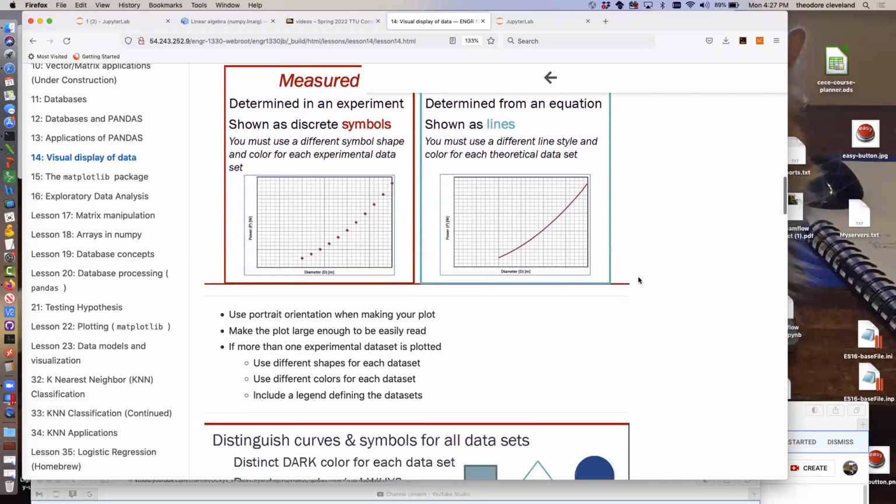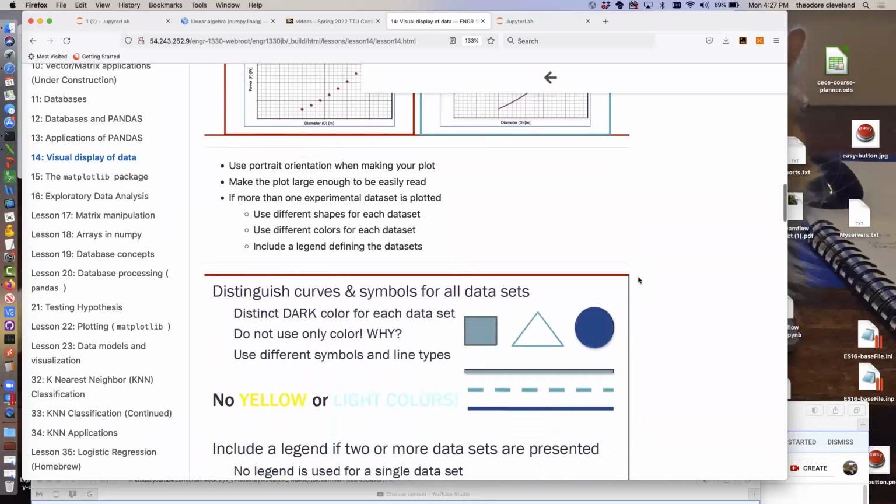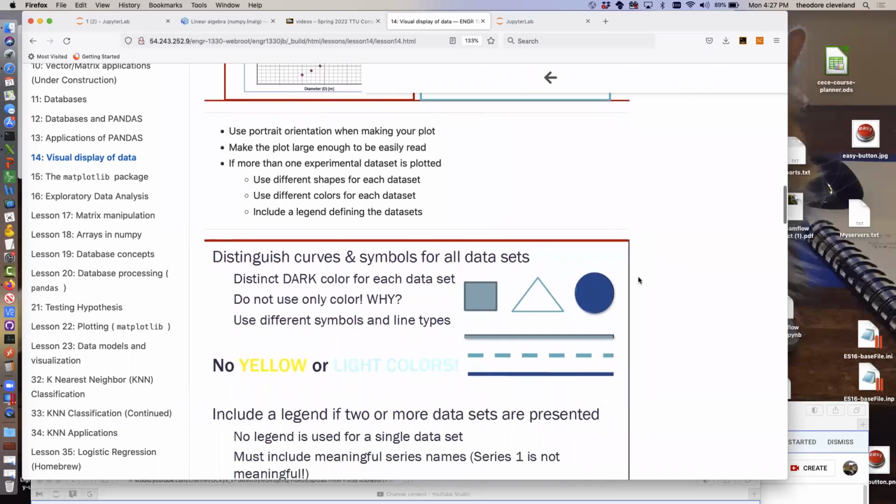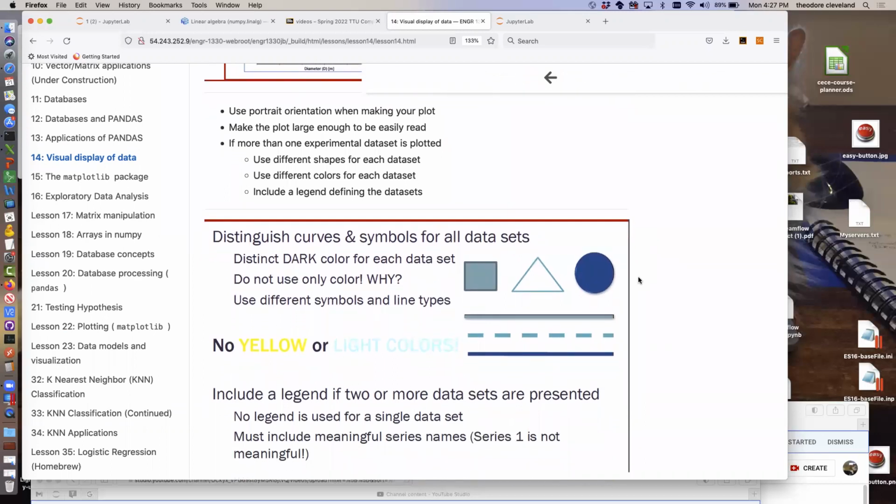Let's see here, it says make portrait orientation when using your plot. I don't even know if that's a thing that we have to worry about. Make the plot big enough to be easily read. So that applies to all of you.